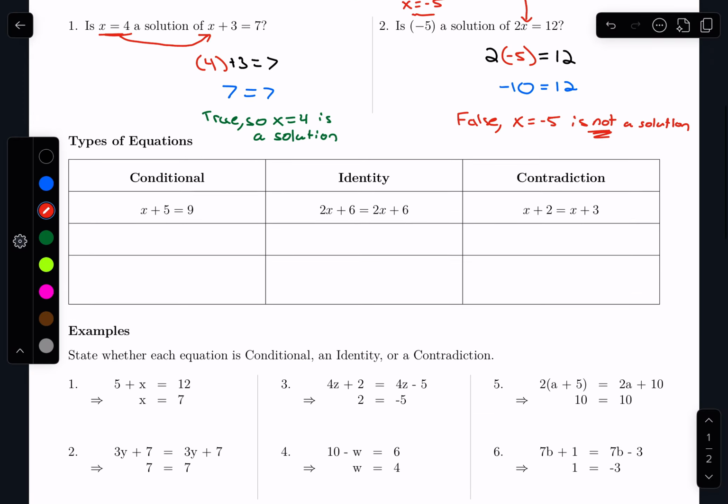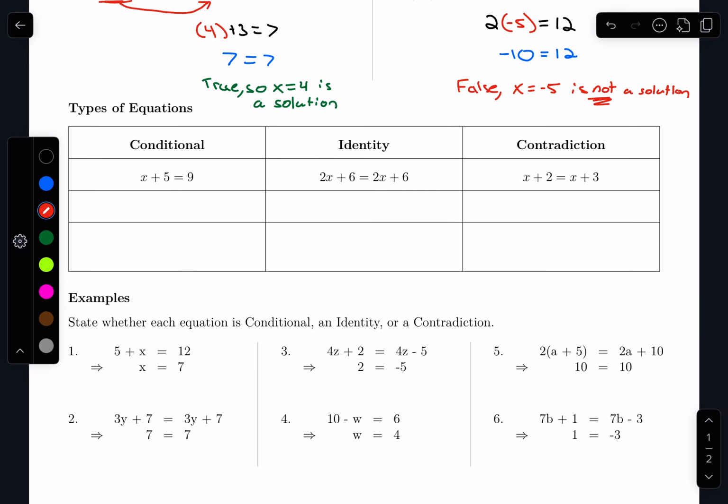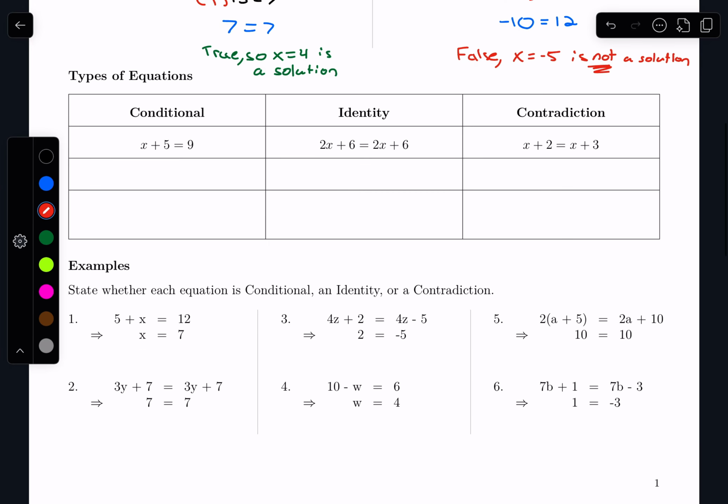Now, let's classify some types of equations. We have 3 types: conditional, identity, and contradiction. And they are sometimes difficult to recognize right away, but they are always easy to recognize once you have solved. So when we get down to the examples down below, you're going to see that they are kind of pre-solved for us, because once you solve an equation, it's very obvious what type you have. But when you look at the equation at the beginning, it's not so clear.